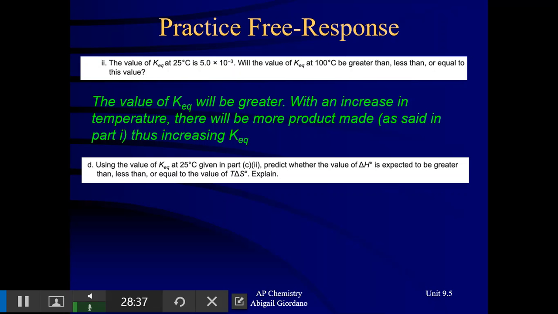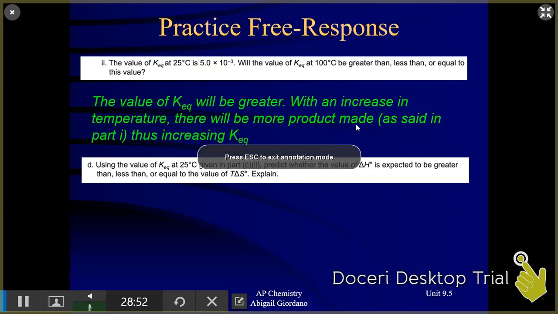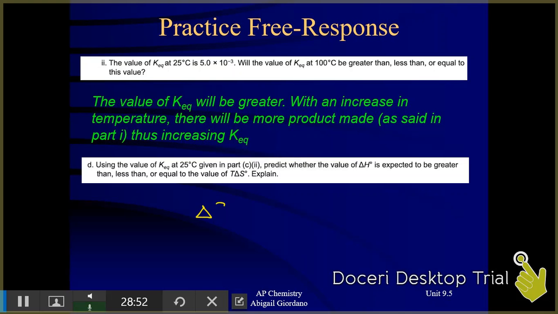Last part, using the value of K given in part C, part 2, just above us there, predict whether the value of delta H is expected to be greater than, less than, or equal to the value of T delta S. So they're basically asking us to think about this equation and compare this to that. How are we going to know which one is bigger? Because we're going to know this. Maybe not the exact number, but we'll be able to know whether it's positive or negative.